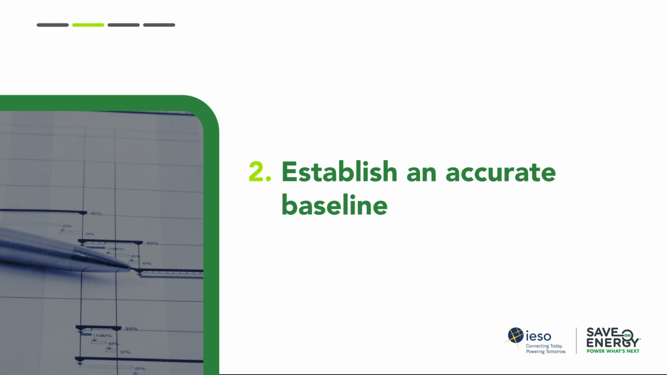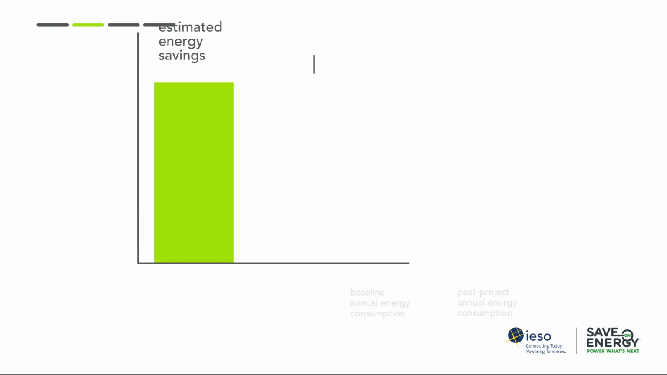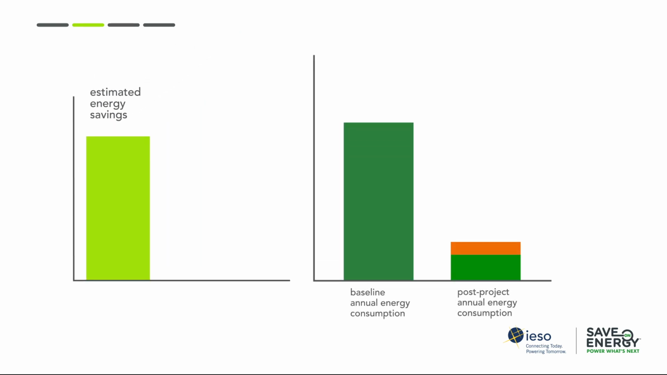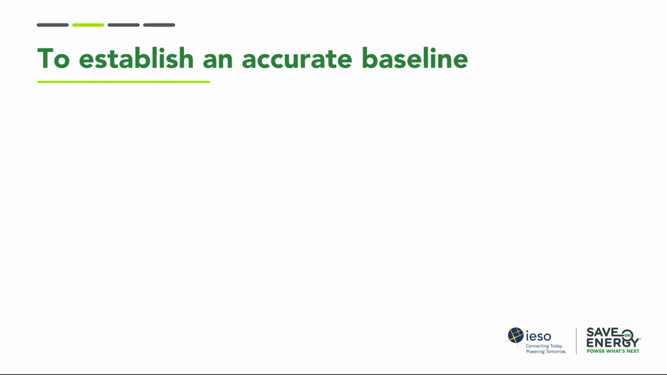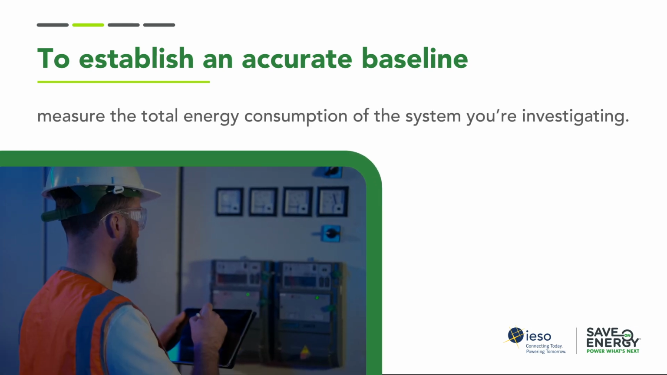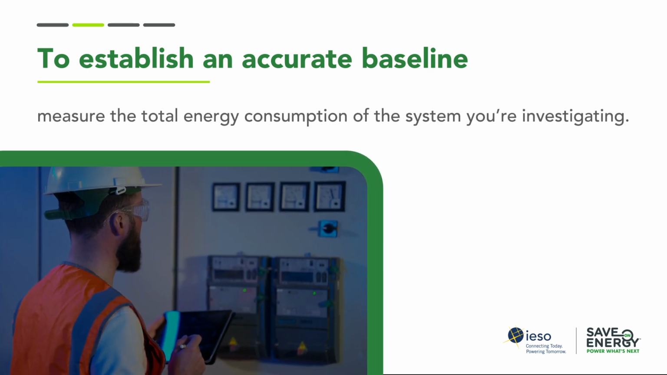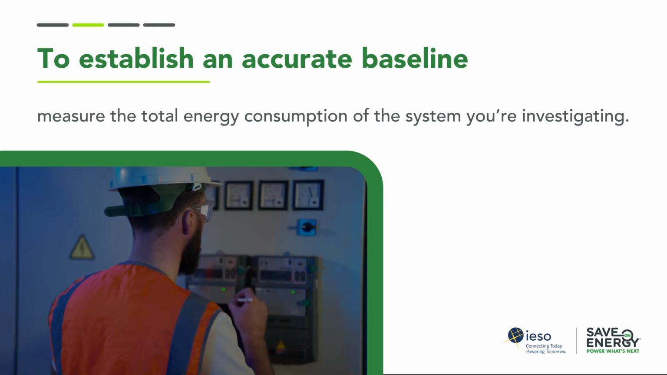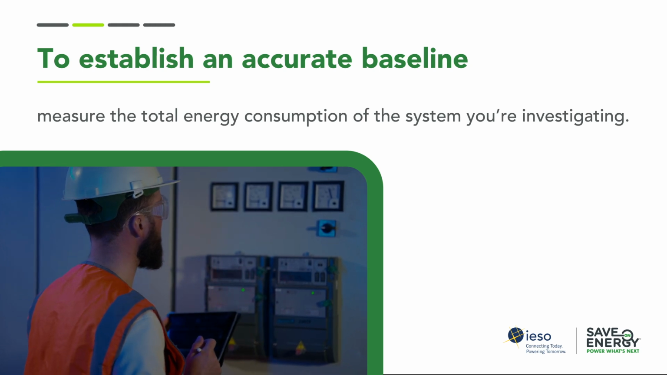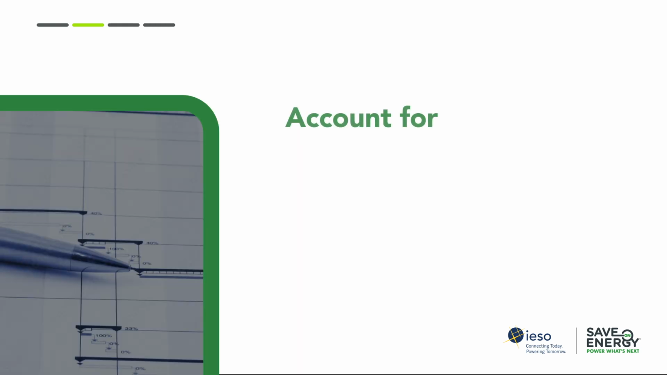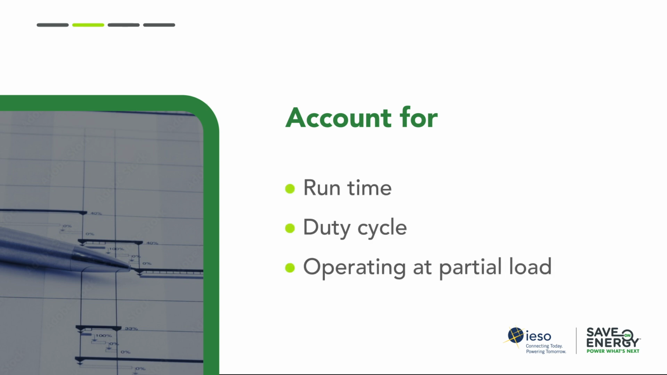Once you know what data you have to work with, you'll need to establish an accurate baseline of energy consumption. In most cases of inaccurate savings estimates, if the baseline energy consumption had been established, the savings would have appeared as an unreasonable percentage of total consumption, and the error would have been immediately obvious. To establish an accurate baseline, you'll need to estimate or measure the total energy consumption of the system you're investigating across all modes of operation. This means understanding the energy consumption of equipment over different seasons, production schedules, or types of operations. You'll also need to consider the equipment's runtime, duty cycle, and any operations at partial load.